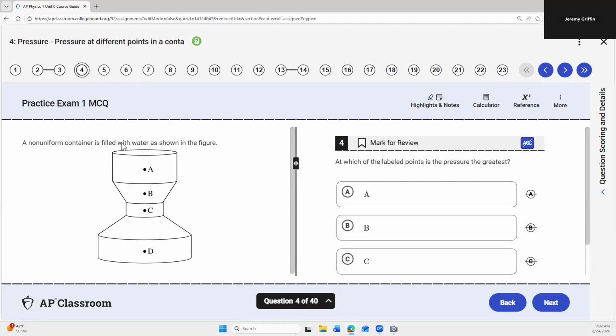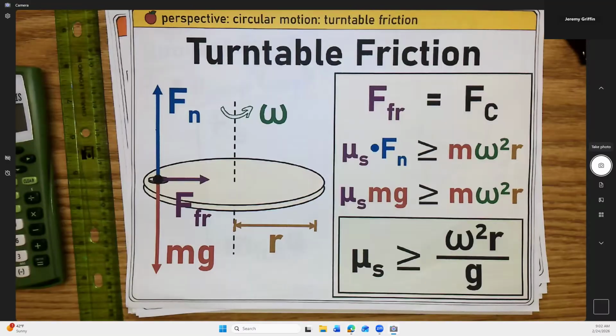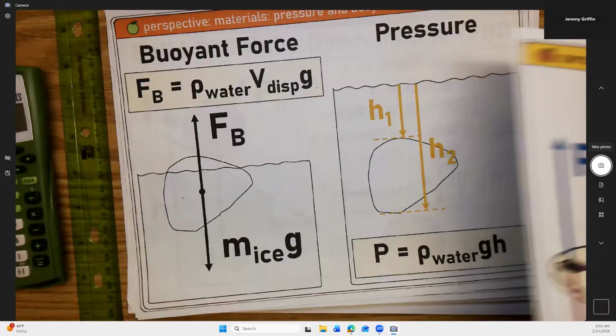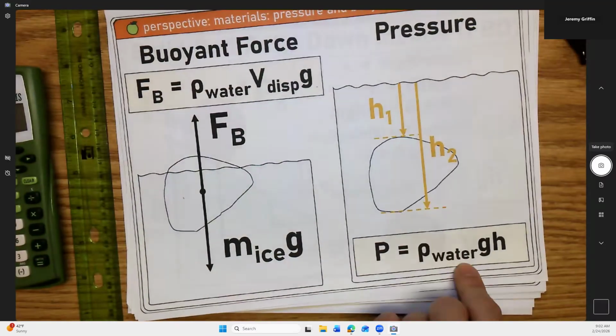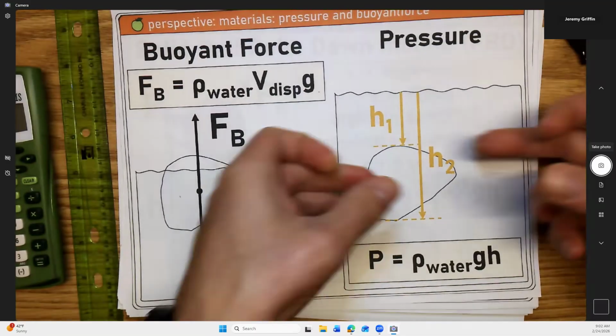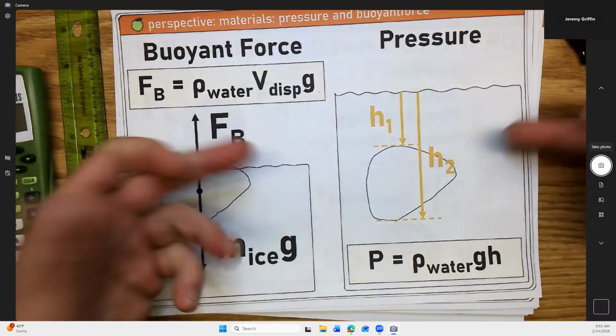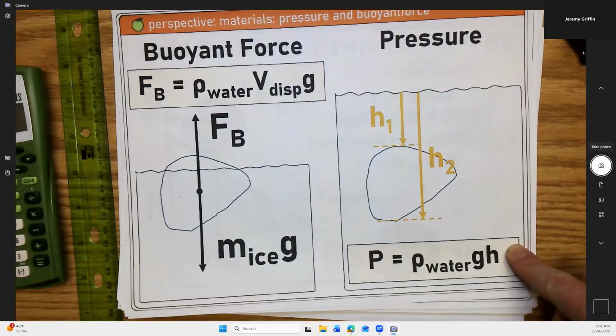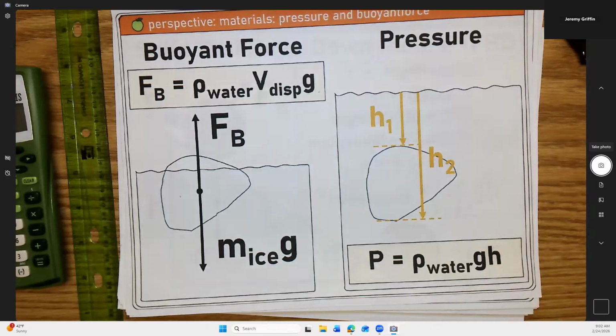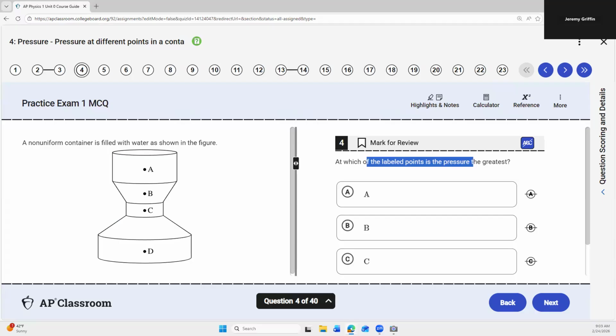Non-uniform cylinder, the container is filled with water. Oh, filled with water. It's probably a pressure question that we just finished covering. At which of the labeled points is the pressure the greatest? Well, what's the rule here? Is the rule just the deeper you go, the more the pressure? Rho g h. Guys, does it matter the diameter of the container? No. All that matters is how deep you are, the gravity field, and the density of water. But the rho and the g aren't changing, so just whichever point's the deepest.